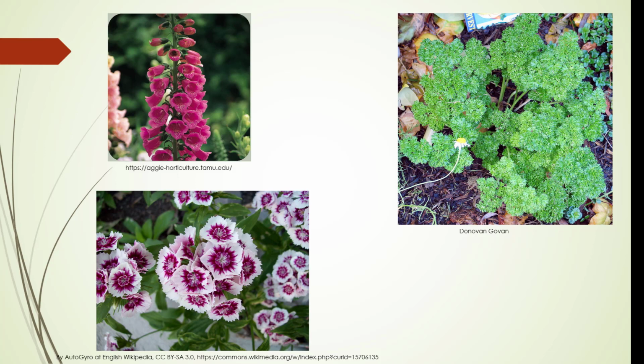And here's some classic biennials here. We've got Sweet William on the bottom. We have foxglove on the top. And over here we've got parsley. So the parsley you see here is in its first year. So the next year it's going to flower. That's if it's warm enough for it to stay alive during the winter. But anyway, if you've grown foxglove, you know that the first year you're only going to end up with the rosette.